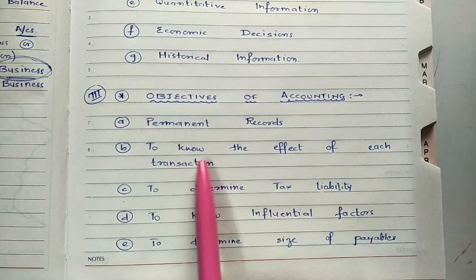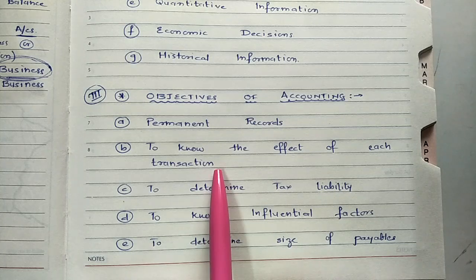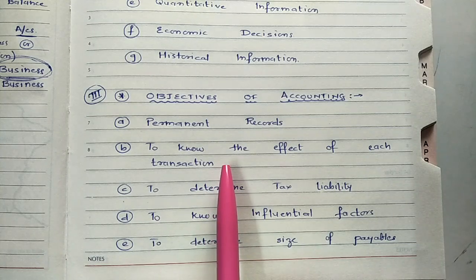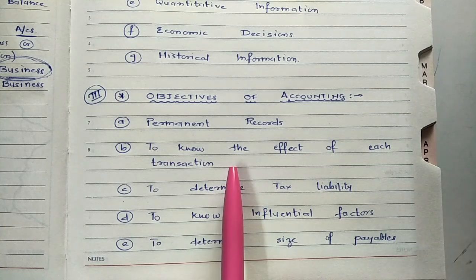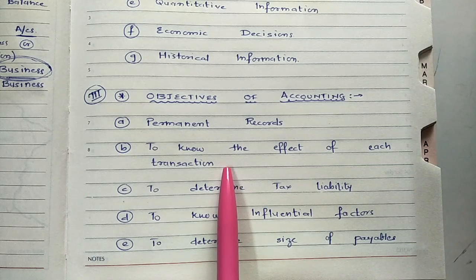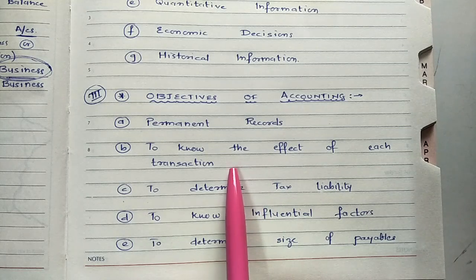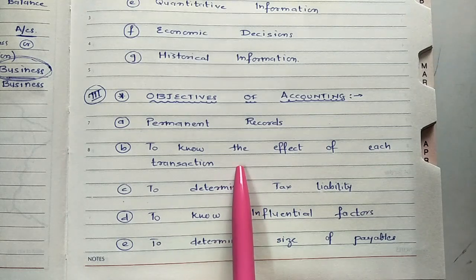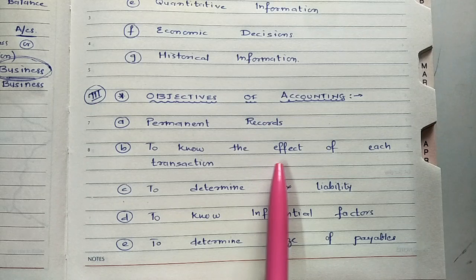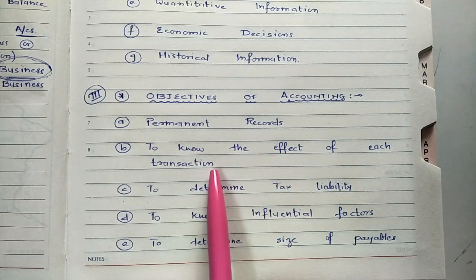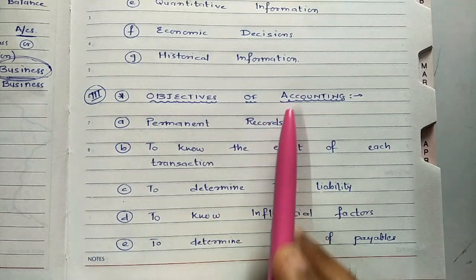Second is to know the effect of each and every transaction. Means each and every transaction will lead to an increase in profit or decrease in profit, or an increase in assets or liabilities, or a decrease in assets or liabilities. For example, if we purchase goods on credit, we will be receiving goods, and since we purchase on credit, our liability would also increase. So there are multiple possibilities of impact on income, expense, assets or liability. All those things could be identified on the basis of accounting.